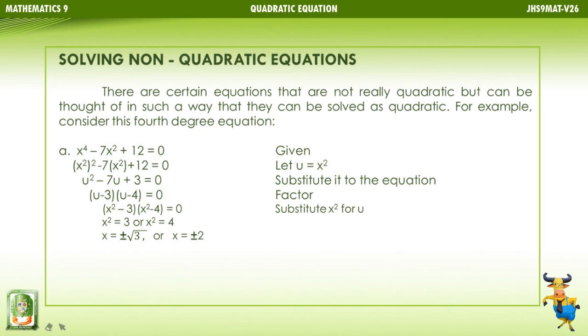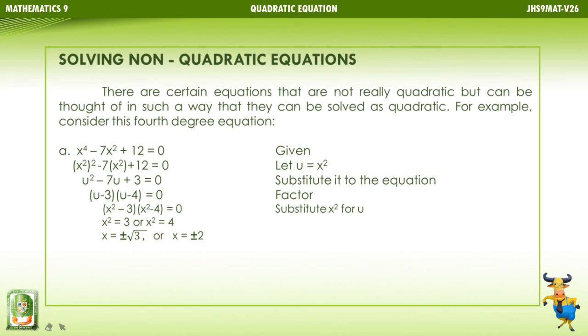x squared squared minus 7 times x squared plus 12 equals 0, let u equals x squared. u squared minus 7u plus 12 equals 0, substituted to the equation. u minus 3 times u minus 4 equals 0, factor. x squared minus 3 times x squared minus 4 equals 0, substitute x squared for u.